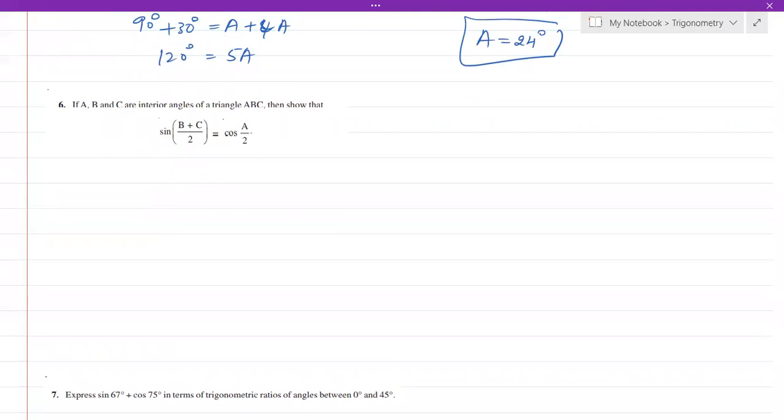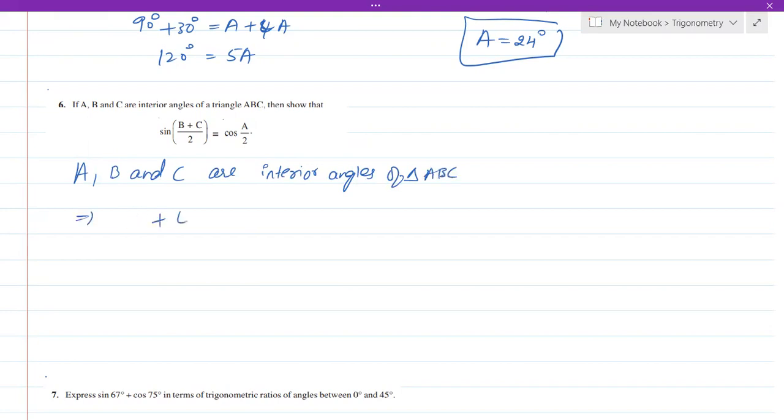The next question: if A, B and C are interior angles of a triangle ABC, then show that sine of (B plus C) by 2 is equal to cos of A by 2. So what they've given is A, B and C are interior angles of triangle ABC, which implies that if you add all three angles, A plus B plus C, that will be equal to 180 degrees.